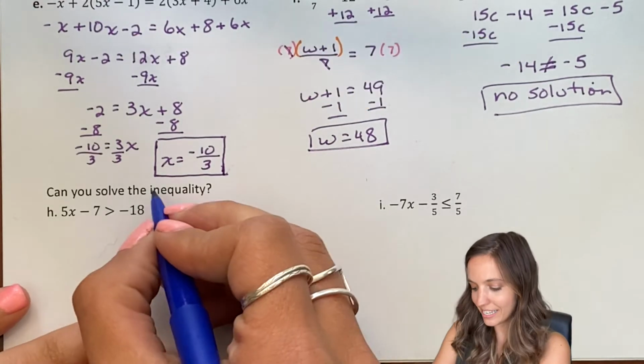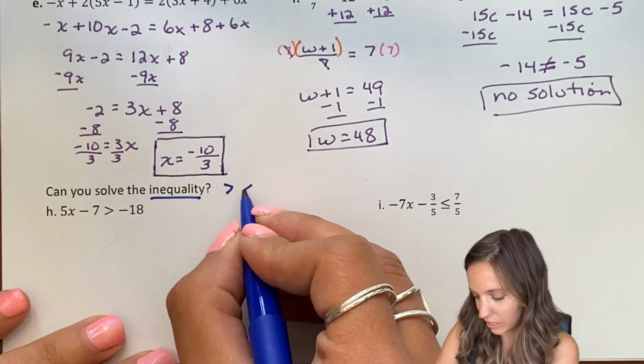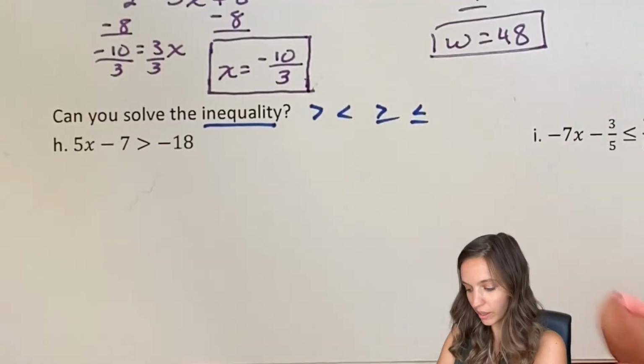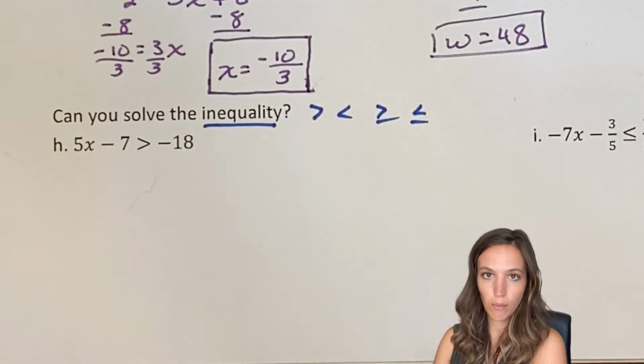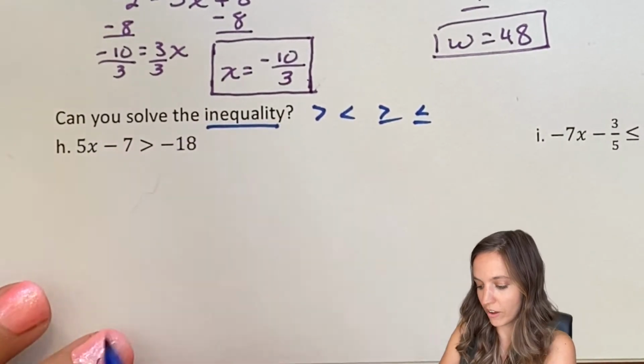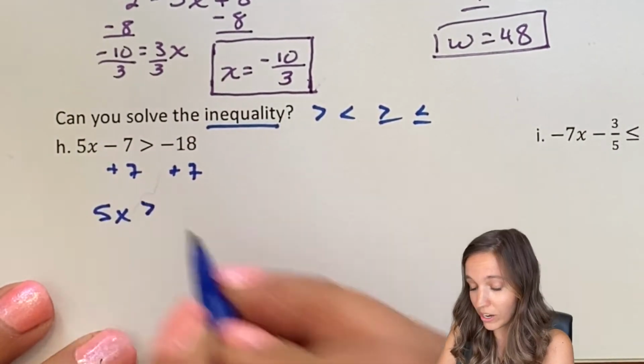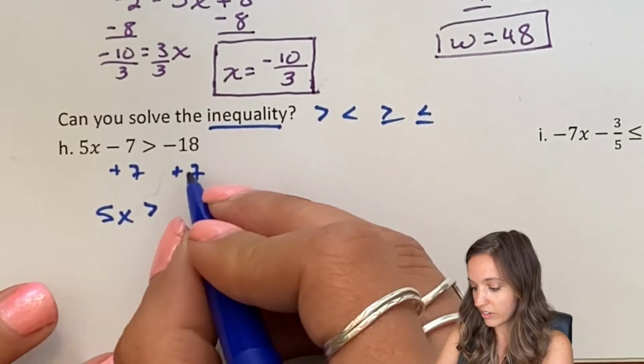Solving inequalities. Inequalities are just these less than, greater than, less than or equal to, or greater than or equal to signs. So we can just treat them like we would treat a regular equation. Same properties apply. So for this first one, if I'm solving for x, I'm just going to add that 7 to the other side. 5x is greater than, just copying the greater than sign instead of an equal sign.